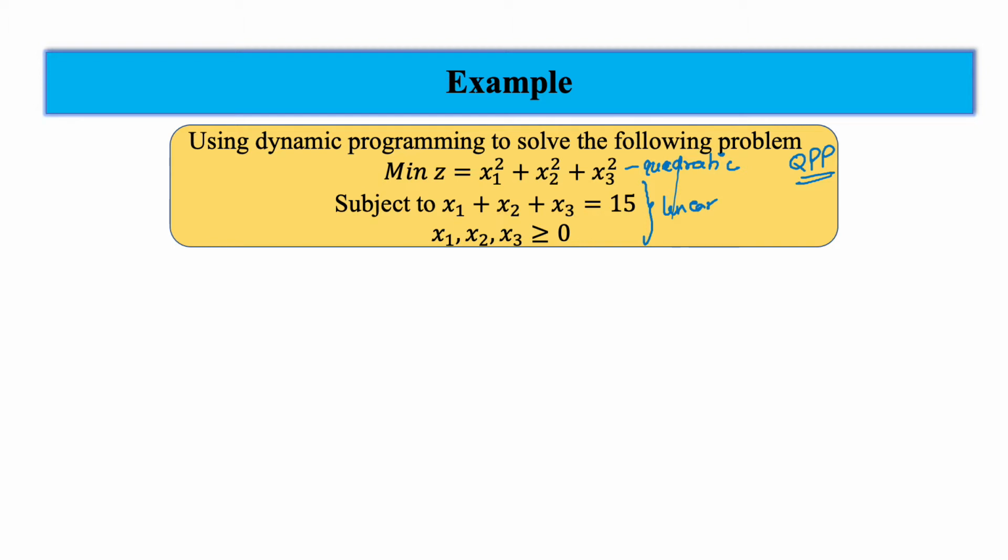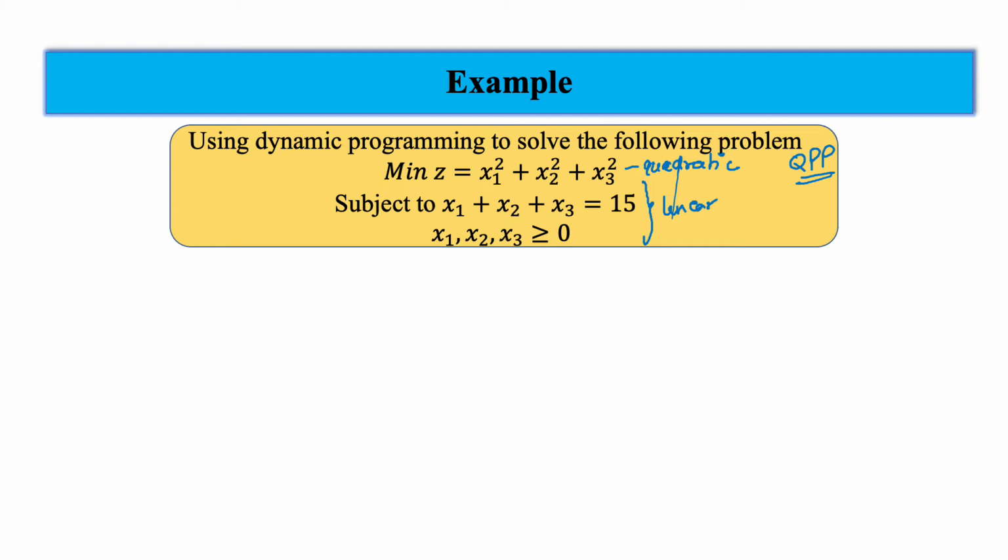So in this example we are having simple minimization problem x1 square plus x2 square plus x3 square subjected to x1 plus x2 plus x3 equals to 15. Now how we can solve this simple problem using dynamic approach? So we first mark out our state variables. How many variables we are having? 3 variables. So we have to define 3 state variables.